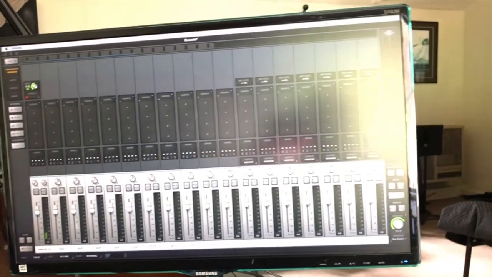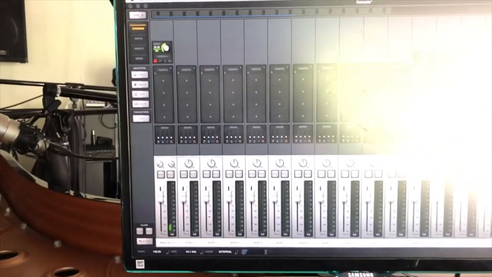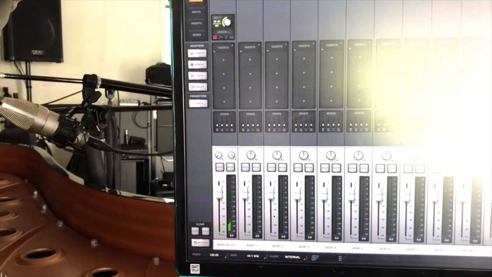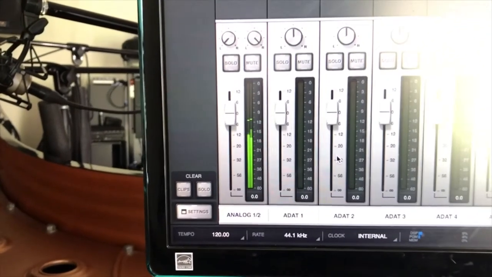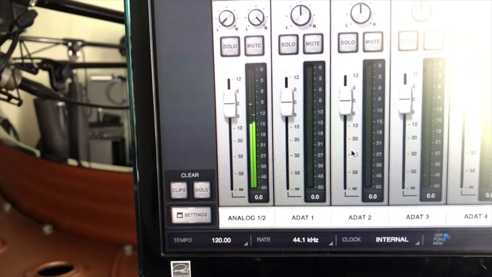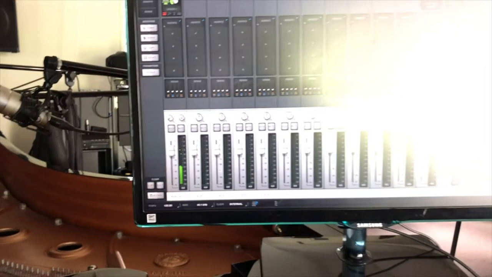I generally follow the rule of thumb of where my tracks are hitting the average volume level is going to be minus 18 dBFS here. So that's the levels I want to shoot around.